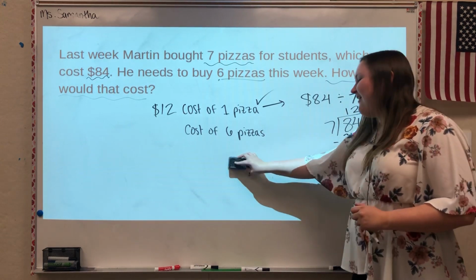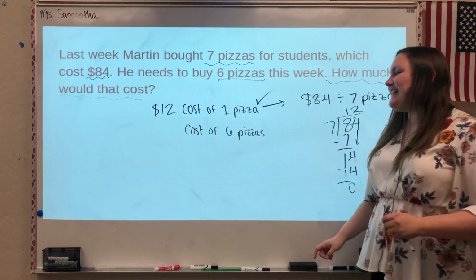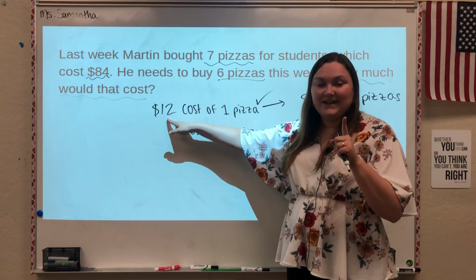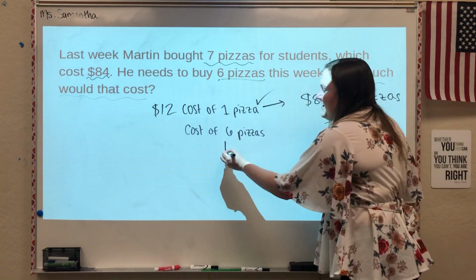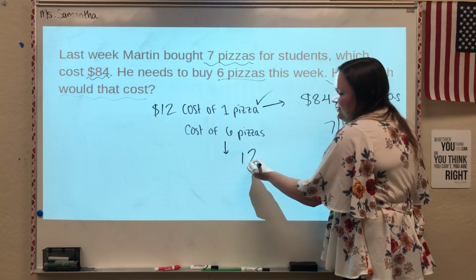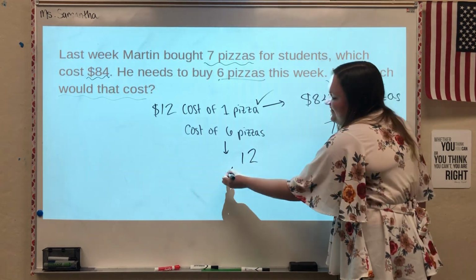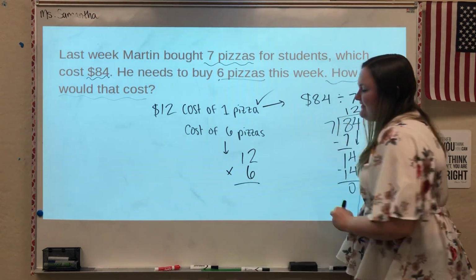Instead of using all of that addition, we could say, let's just take the cost of 1 pizza and multiply it by 6 pizzas. So I could find the cost of my 6 pizzas by doing the $12, the cost of 1 pizza, times our 6 pizzas.